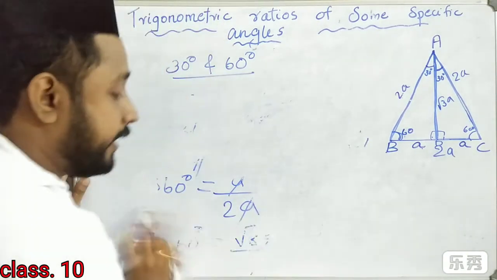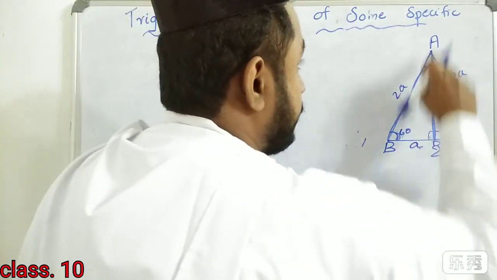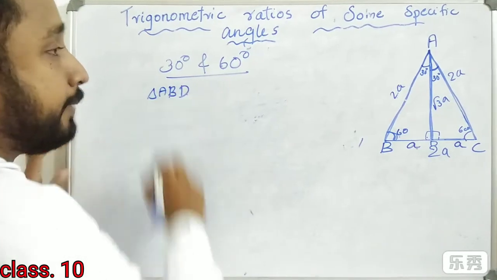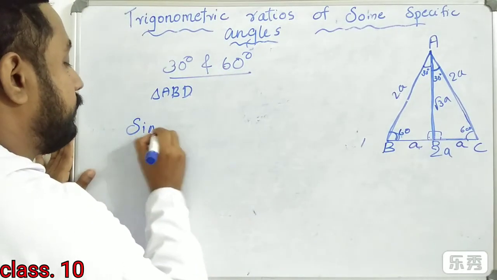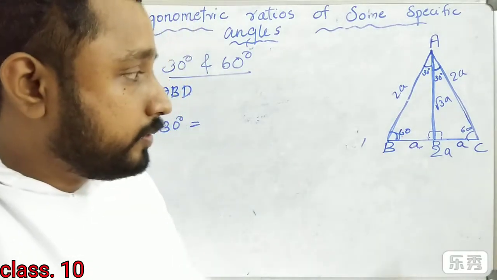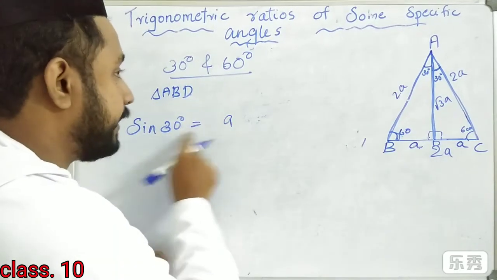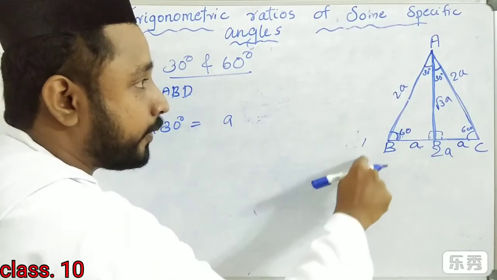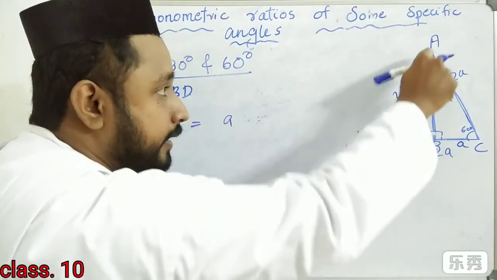Now we are going to study 30 degree. We are again considering triangle ABD. We are going to find the measures of 30 degree. So sin 30 degree means opposite side by hypotenuse. So this is opposite side A. Here 30 degree is here. For this angle 30 degree, this is the adjacent side, this is the opposite side, and this is the hypotenuse.